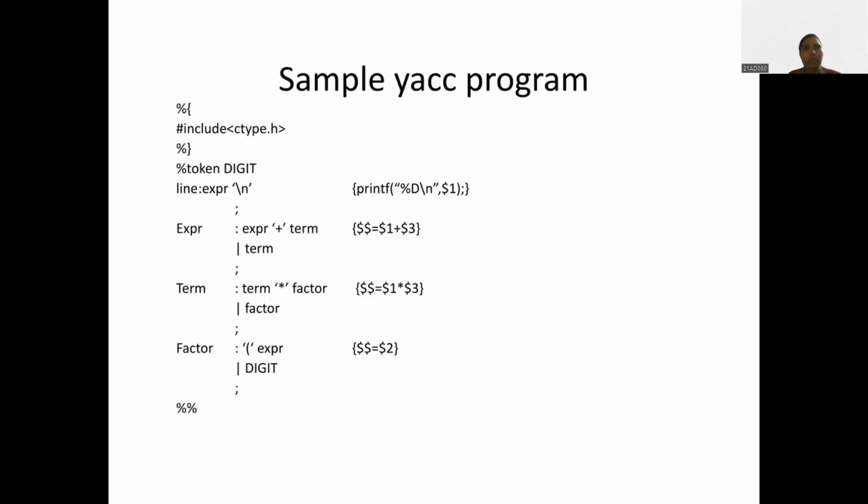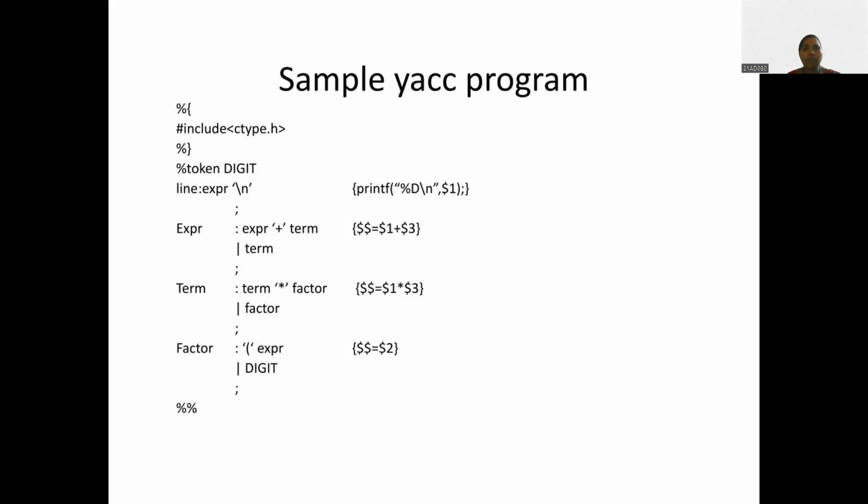Let us see the sample Yacc program. The first one is your declaration part. So you say #include <ctype.h>. Now the token is the digit. Your first line in the production is line: expr, so you are printing that line with printf("%d\n", $1). Now the next one is the addition term.